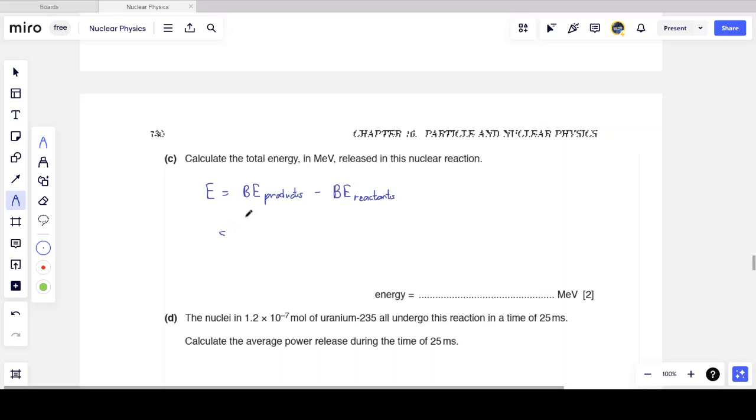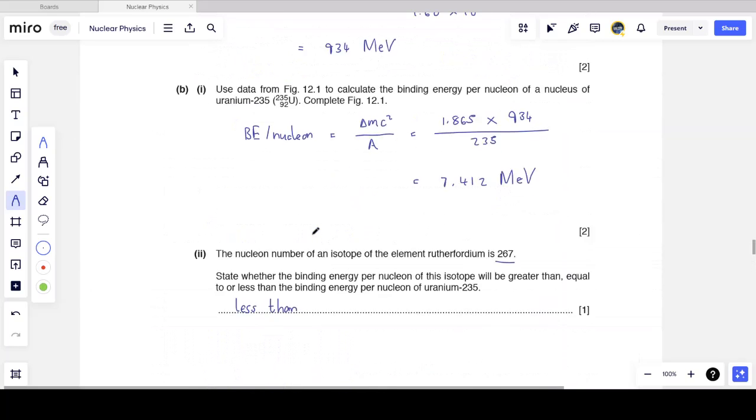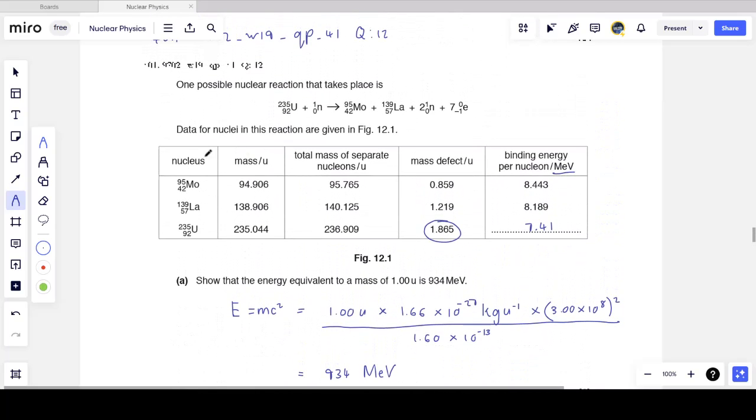And so what is this? It is the total binding energy of the products, which is the 95 molybdenum nuclei times the binding energy per nucleon for molybdenum, 8.443. Where do I get this? I get this from my table. Molybdenum 95, binding energy per nucleon 8.443.